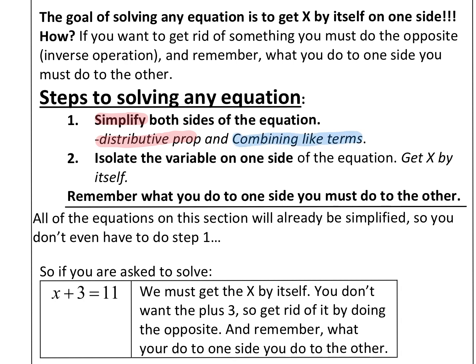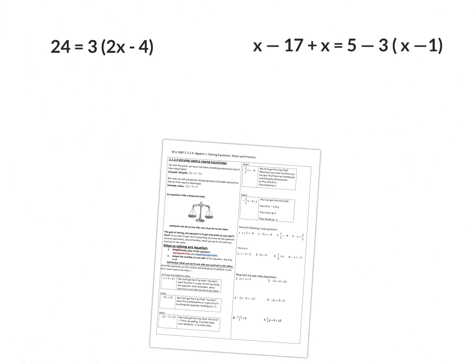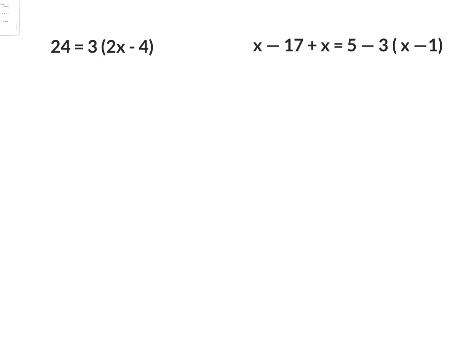So you always distribute first because that's really multiplication. And you always combine like terms at the end because that's just adding and subtracting. And we always multiply before adding and subtracting. Once we've done step 1 and we've simplified, then you can think about isolating the variable on one side of the equation. What does that mean? Get x by itself. Okay, so with that said, that's exactly what we're going to do here.